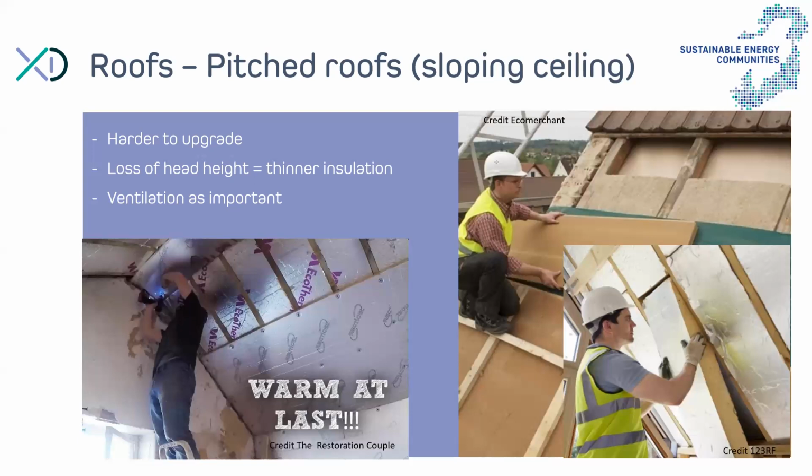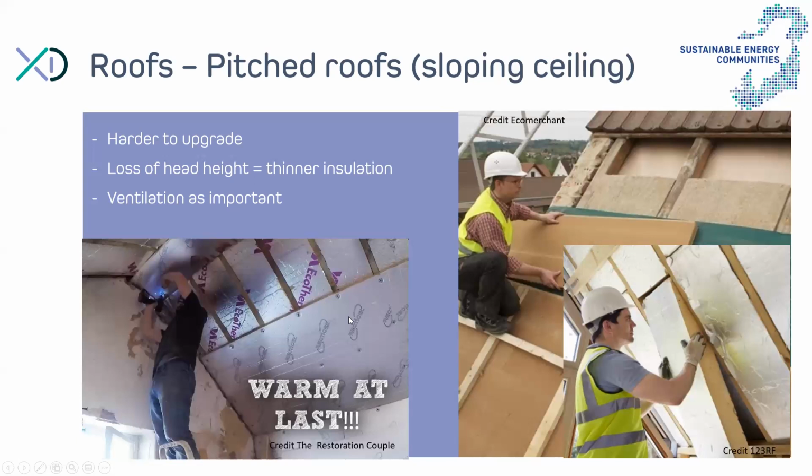Otherwise, the only option really is to insulate from the inside. In some cases, you can insulate between the rafters and then add a layer of insulation, like the picture on the left here is a good example. So you insulate between the rafters, you add a layer of insulation across the rafters, and then you finish that with a plasterboard. Typically that's skimmed to provide you a good finish.